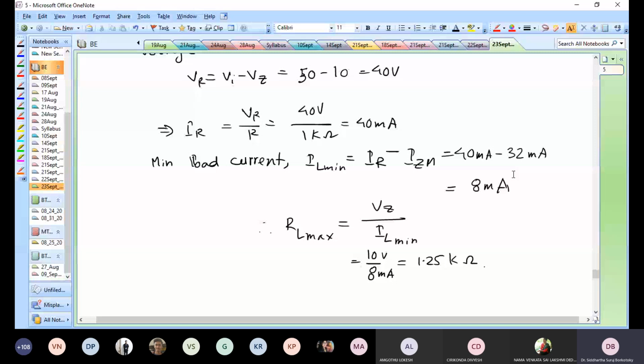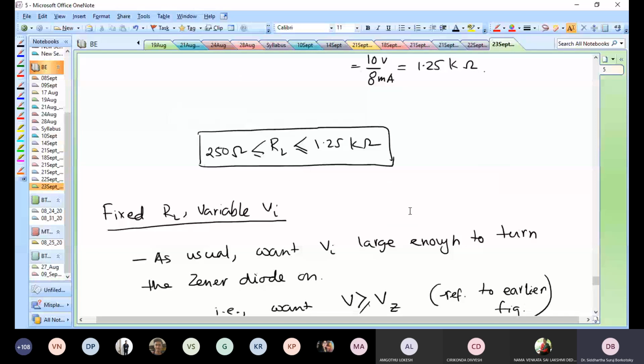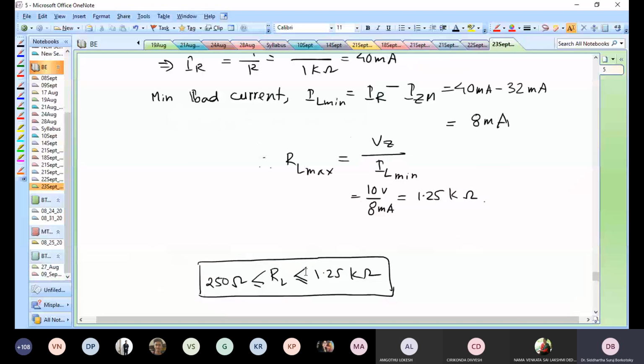RL max is the resistance value that corresponds to that minimum current, which is 8 milliamperes. The voltage across the load is VZ, the Zener potential, as we have already seen. This is very crucial, so etch it into your mind: the voltage across the load will always be equal to the Zener voltage as long as the diode is on. So VZ divided by the minimum current gives the maximum resistance, which is 1.25 kilo ohms.